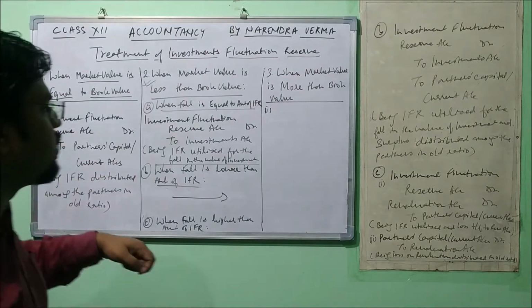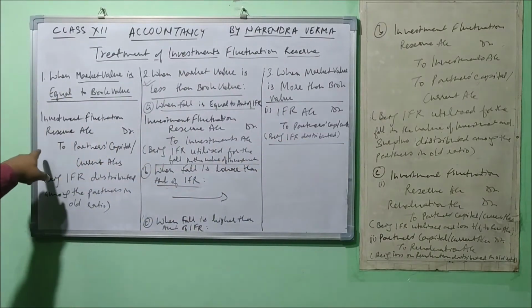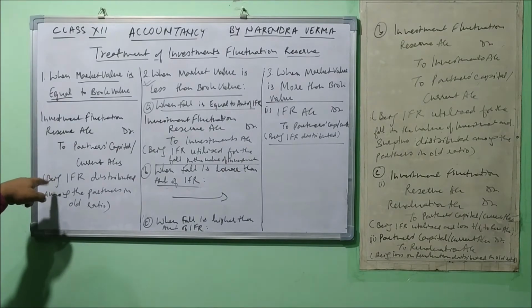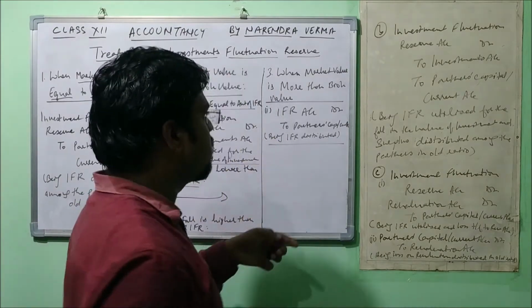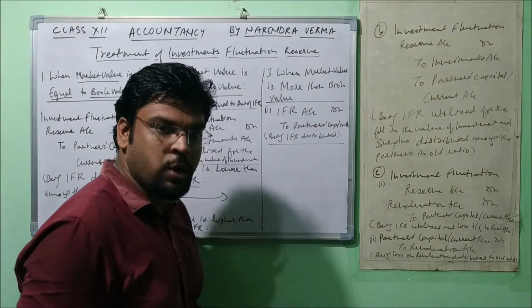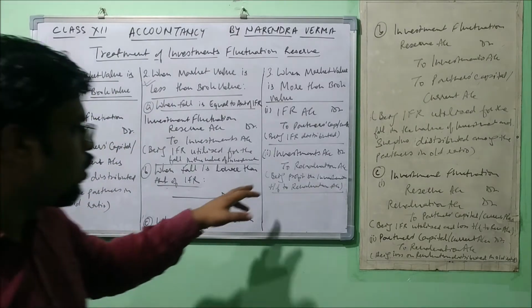The same entry will be passed here. I just mentioned it in short. This is the same entry which we passed earlier, because here also the reserve is not being utilized. But here the profit will be recorded. How? I will show you. Investment account debit to revaluation account. Now we can compare here.